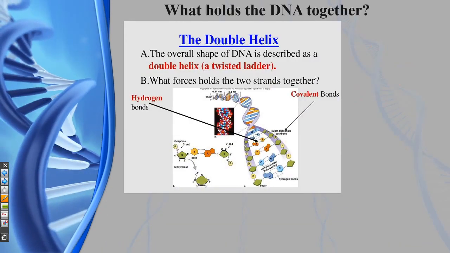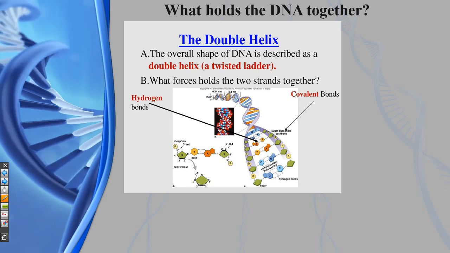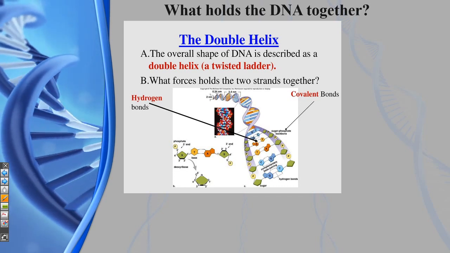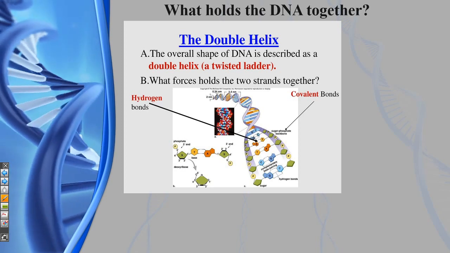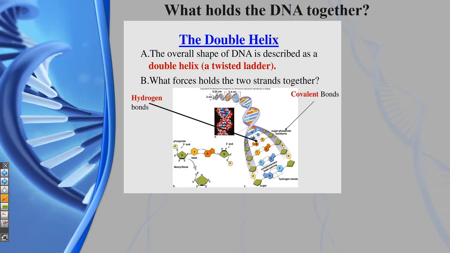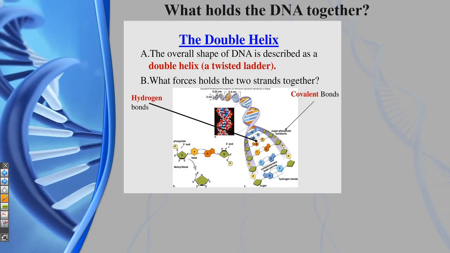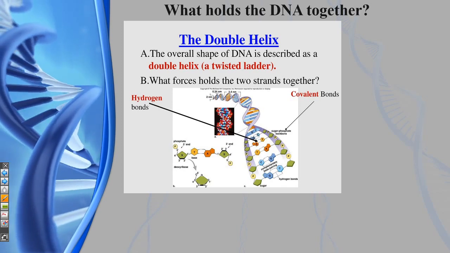All right. So what holds the DNA together? Hydrogen bonds, covalent bonds. Bonds hold it together. So for right now, I want you to understand that these bonds are going to be a picture of us bonding together to hold this helix together. So is everyone understanding what's happening here?